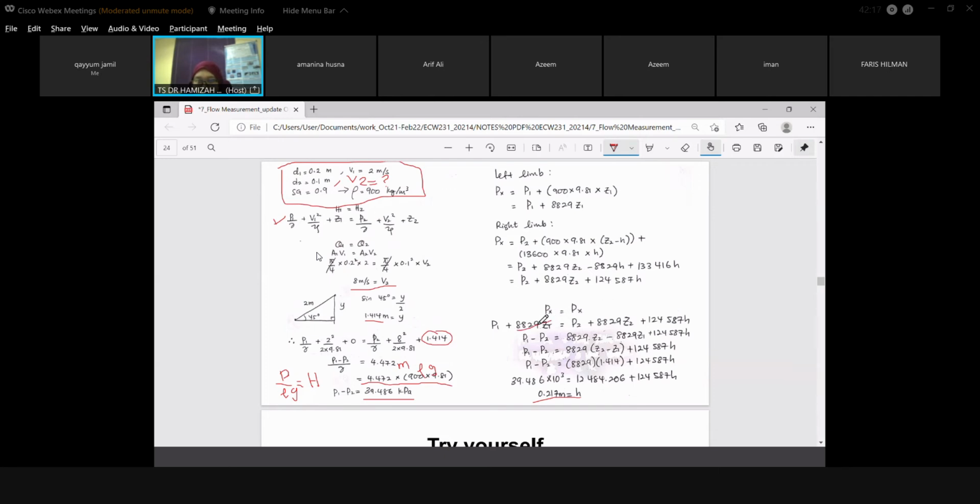8829 Z. Bawa ke sini, so dia jadi tolak-tolak, so tak ada dah Z. Lastly, we only have one unknown sahaja. Ni masukkanlah kat sini, sorry. Cancel, sorry. Dia masukkan kat sini. 1.414 ialah Z2 minus Z1. Okay, ni Z1.